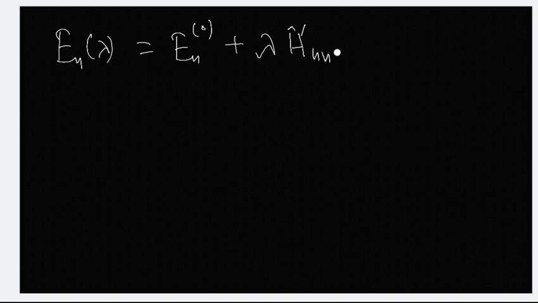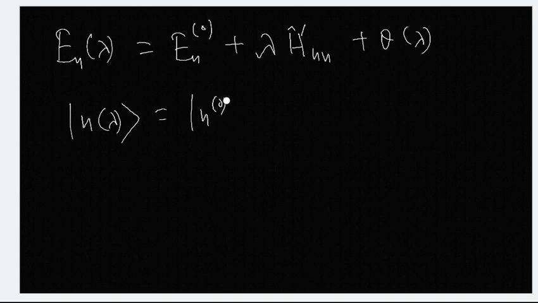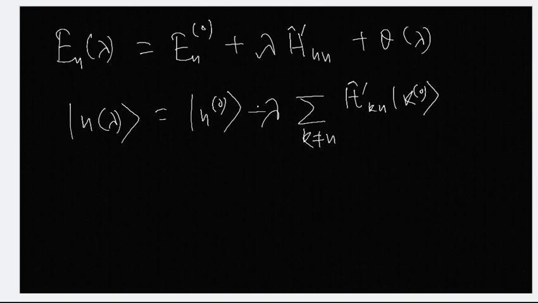So then you can write En(λ) equals, first term will be En0, then λ H'nn, then higher order of λ. And |n(λ)⟩ equals |n0⟩ plus or minus λ summation over k, k not equal to n, H'kn |k0⟩ over (Ek0 − En0), and then higher order of λ.